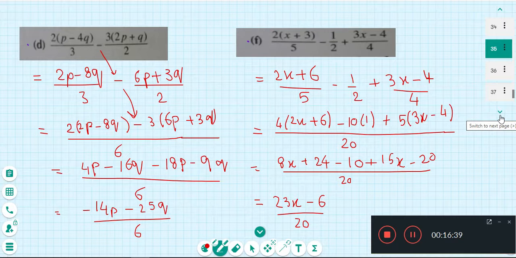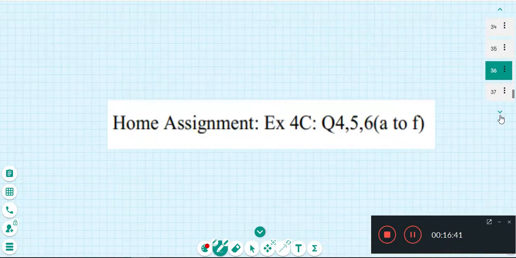So this is your home assignment, question number 4, 5, 6. Question number 6 from part A to F. And the other questions 4 and 5, you have to solve all the parts, including those parts that we have discussed in this lecture.